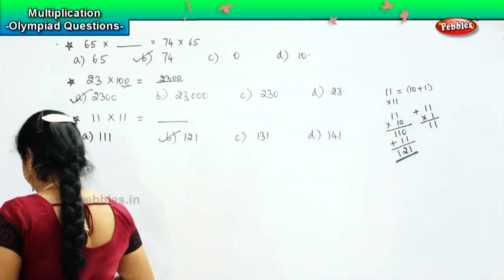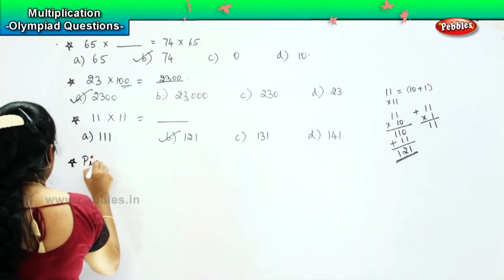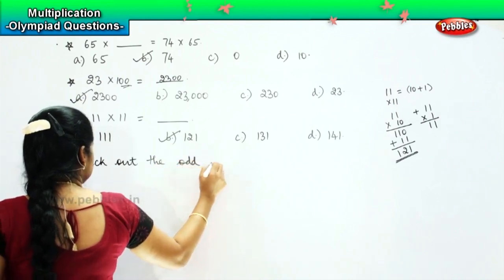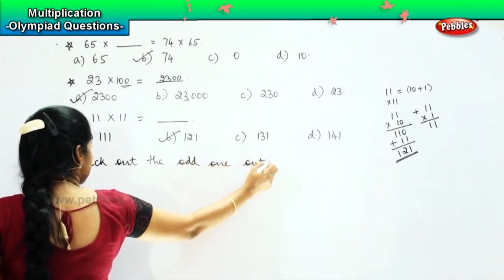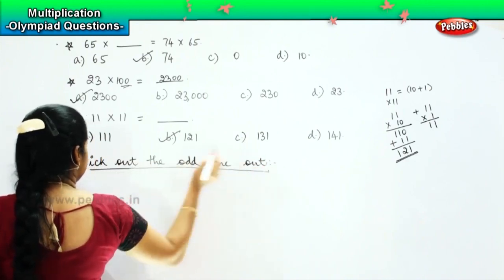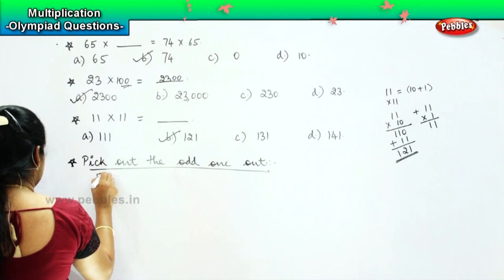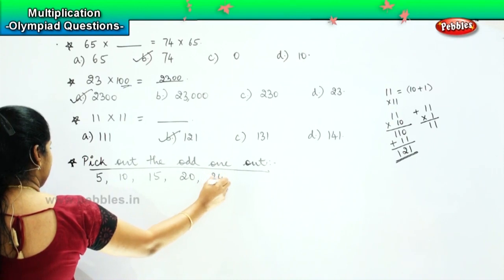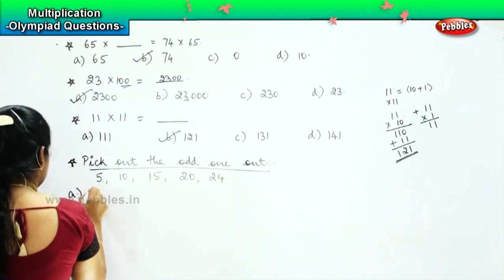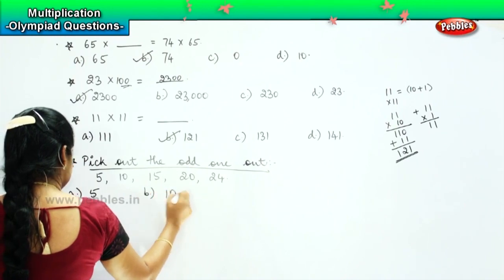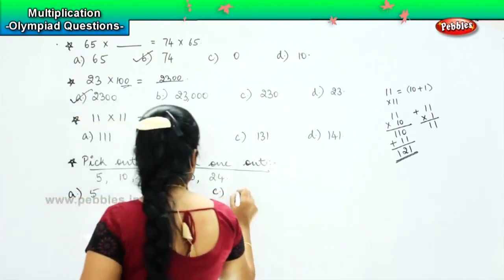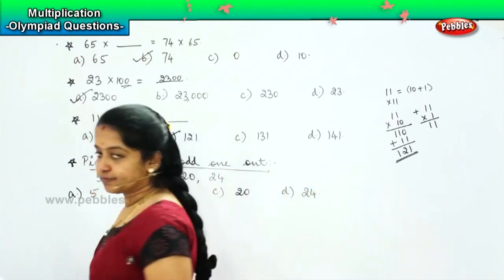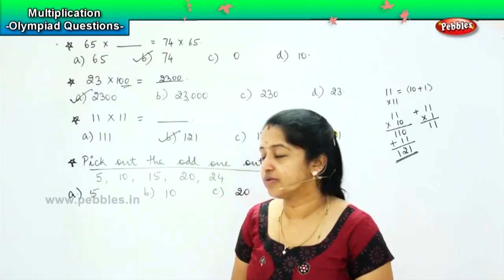The question says, pick out the odd one out. And the numbers are 5, 10, 15, 20, 24. Your options are 5, option B 10, option C 20, and option D 24. So which do you think is the right answer, children?